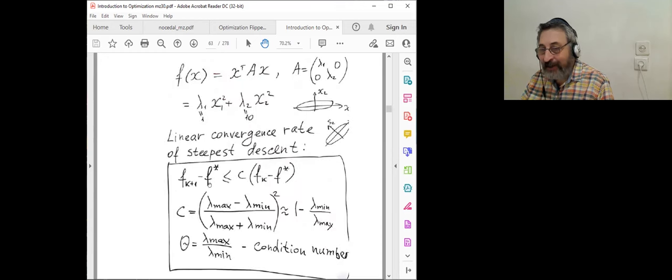And there is even a formula for the convergence rate, the so-called linear convergence rate, when the discrepancy between the current function value and the optimal is some coefficient smaller than one multiplied by the same discrepancy at the previous step. And we also said that this coefficient, the rate of convergence, depends on the maximal and minimal eigenvalue of the Hessian matrix. And here is the formula. And here is the approximate formula.